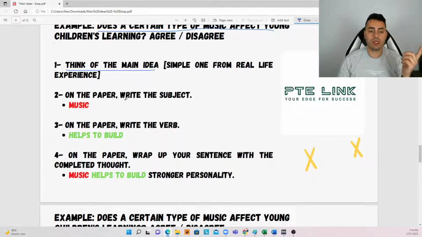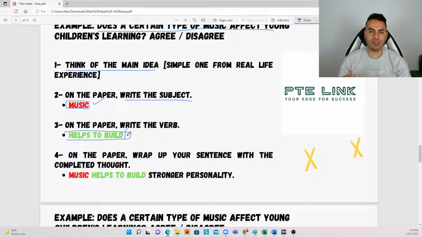Think about the subject. So the subject will be music. Yeah, why not? Music, because I'm talking about music, so I can put music as a subject, okay? So that's my noun, which is the subject. Now I have to come up with the verb. So the subject comes first, followed by the verb. I will come up with a verb phrase, as I did show you earlier. I would say, helps to build. Music helps to build.